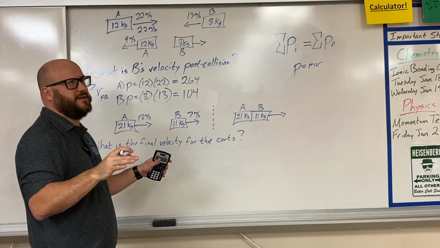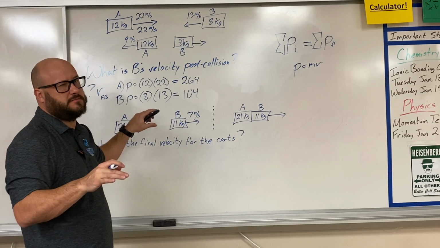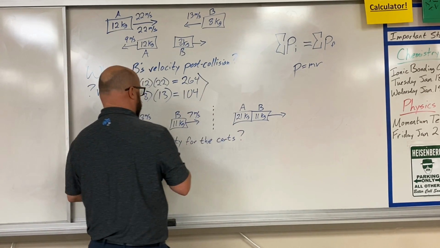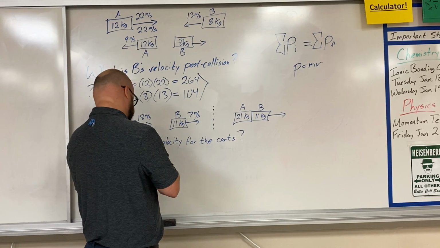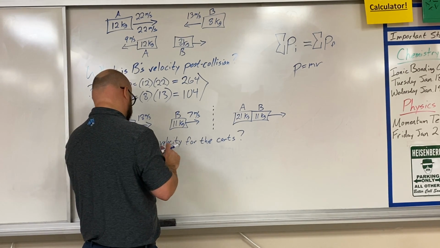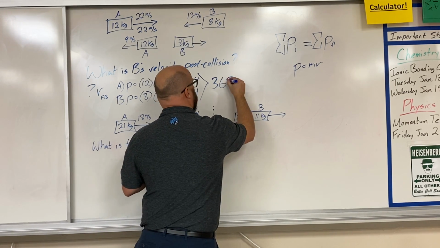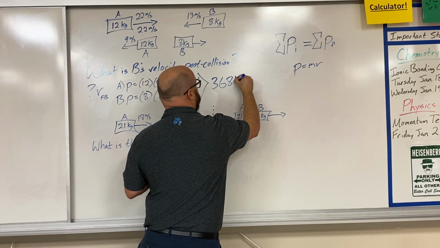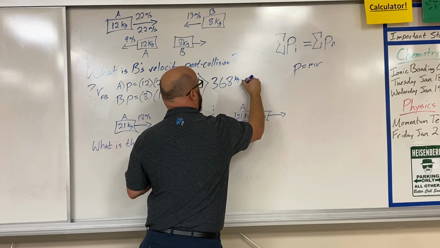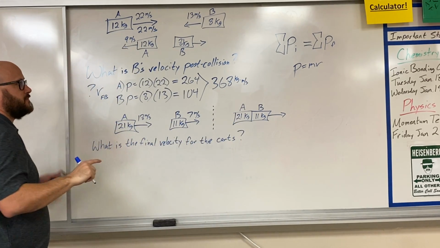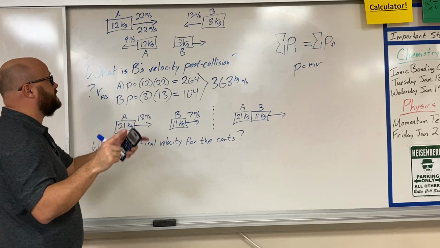Now we're not worried about units at this point because we know we're talking about momentum. Now we're going to add these up. Plus gives us a total momentum before of 368 kilograms meters per second. That's before. Now we want to find out the after momentum.